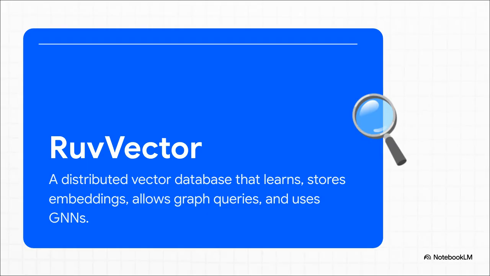So what is it really? Well, on the surface, it's a distributed vector database. It stores embeddings, lets you run complex graph queries, but that's not the magic. The real secret sauce is its use of graph neural networks, or GNNs. These GNNs are what let the database see the relationships between all your data. And because of that, it's constantly learning from your queries and improving its own search index. In other words, the database itself is literally getting smarter.